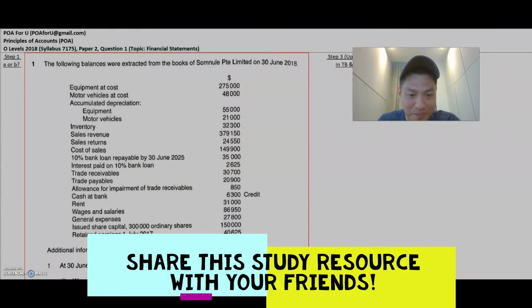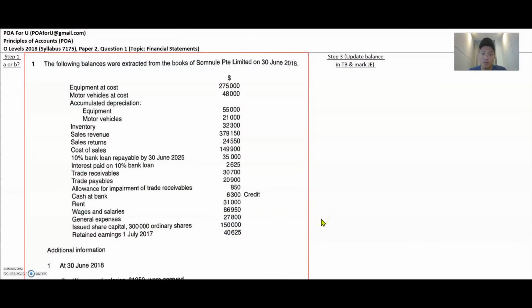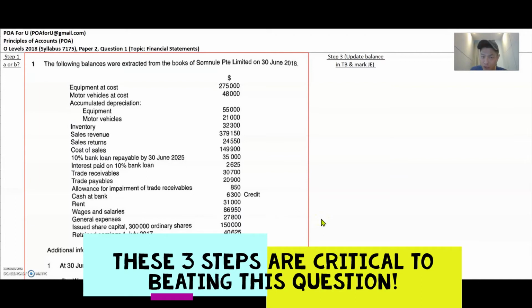Alright, let's go. Now, there are three important steps for approaching Paper 2 Question 1, and these steps must be followed religiously. You've got to practice and make sure you get these steps ingrained in you, and the answers will be delivered seamlessly. Let's look at what these steps are.